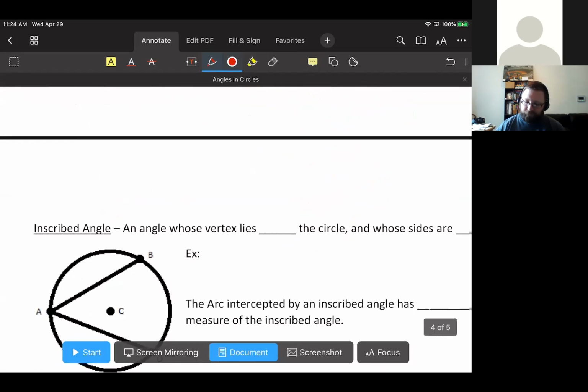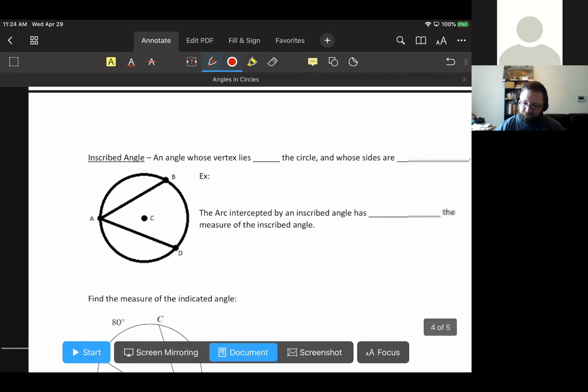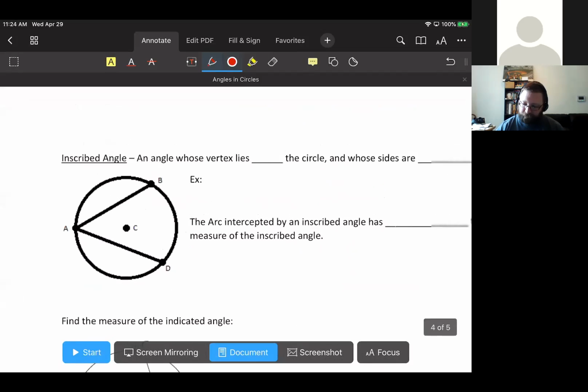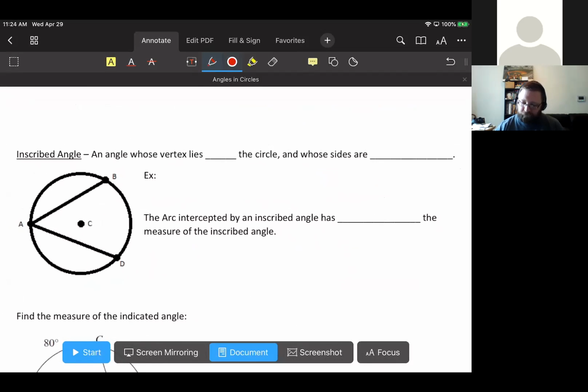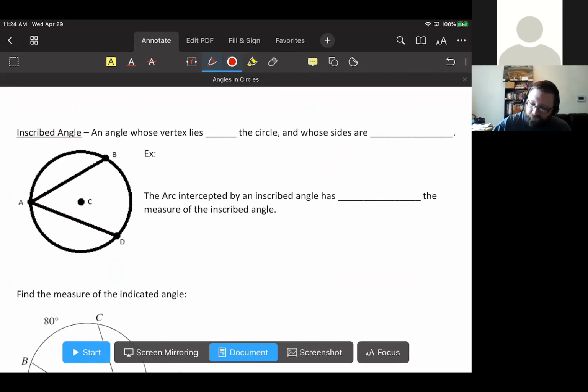So next we need to discuss one more type of angle, and that is an inscribed angle. An inscribed angle is an angle whose vertex lies on the circle and whose sides are chords. So in this picture, angle BAD is an inscribed angle.